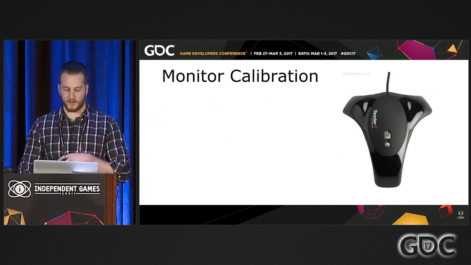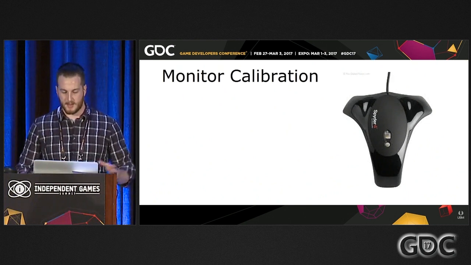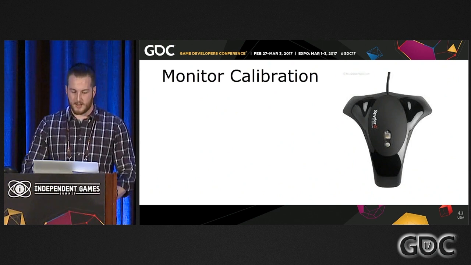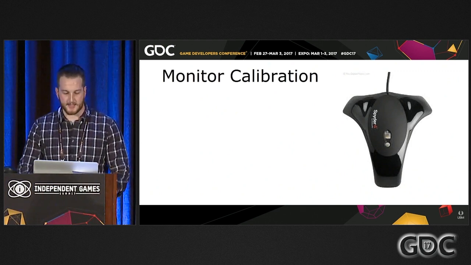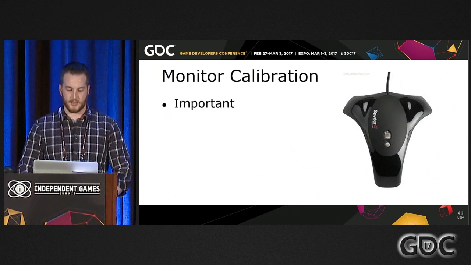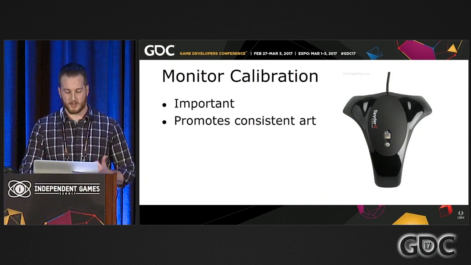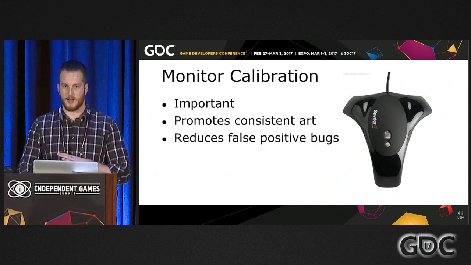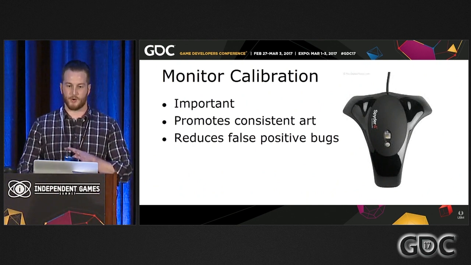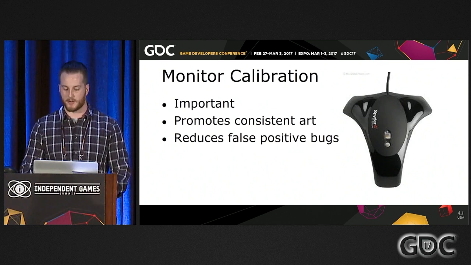So one of the first things that we did at the studio to try and level the playing field and make things better for development of the art was monitor calibration, and it is hugely important. It promotes consistent art creation, and it helped, in our case, reducing false positive bugs because we knew that everyone was going to have a similarly calibrated monitor.